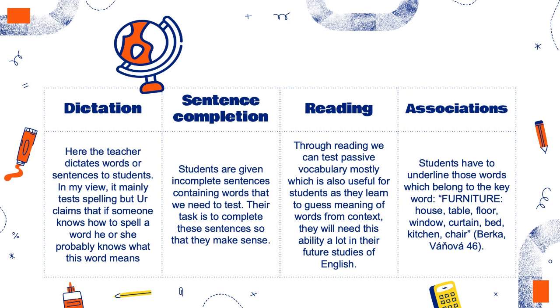Okay, then we have dictation, and here the teacher dictates words or sentences to students. And here the author mentions that if a student knows how to spell a word, he or she probably knows what the word means. Then we have sentence completion, and here students are given incomplete sentences containing words that we need to test, and their task is basically to complete the sentences so they make sense.